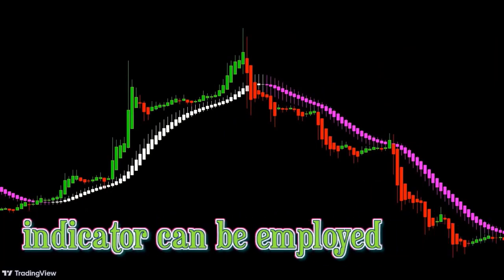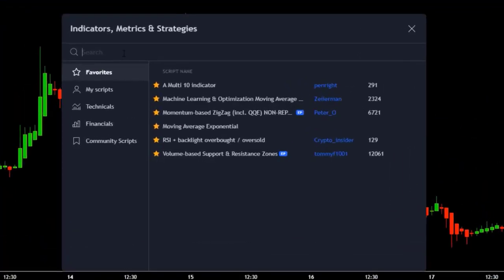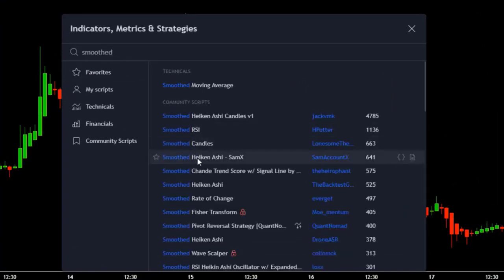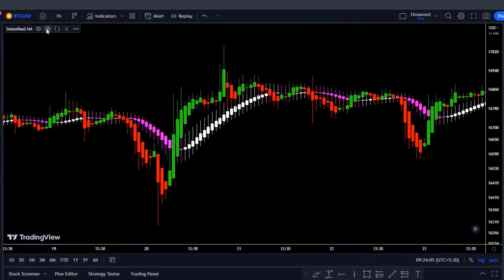To address this issue, the smoothed Heiken Ashi indicator can be employed, which displays smoothed Heiken Ashi candlesticks in conjunction with the price action. The way we can add this indicator to the chart is by clicking on the indicators menu and typing smooth Heiken Ashi. Select the indicator made by SAMX. Now let's open the indicator's inputs.